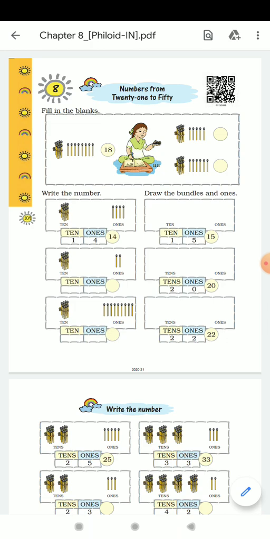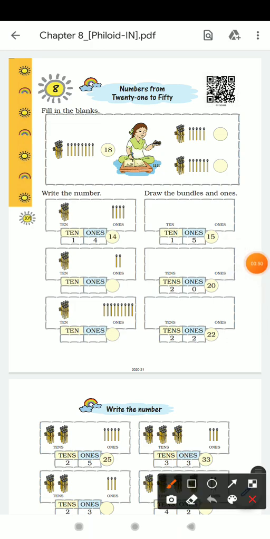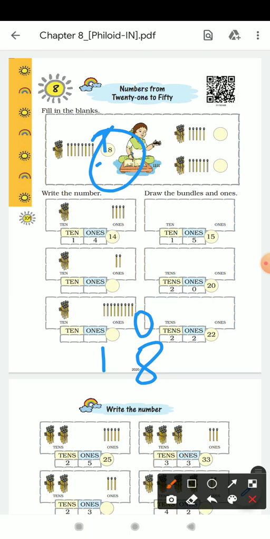Suppose there is 18. The place value of 1 is tens, and 8 has the place value of ones. Or we can say 8 has ones place value and 1 has tens place value. Okay, so we will separate the numbers according to this place value.